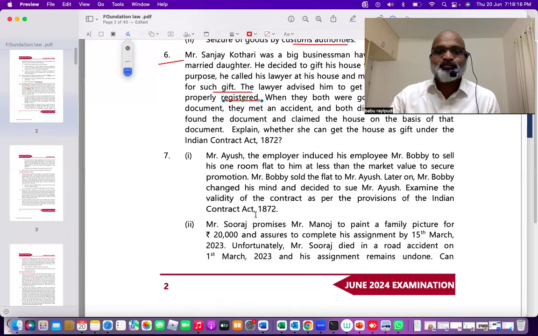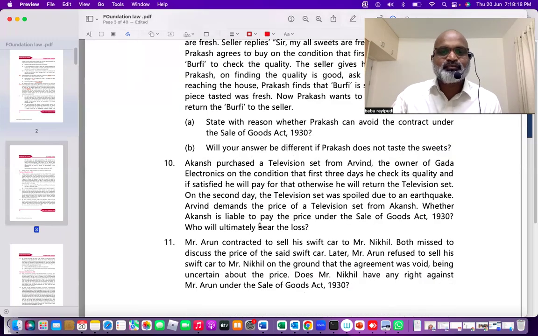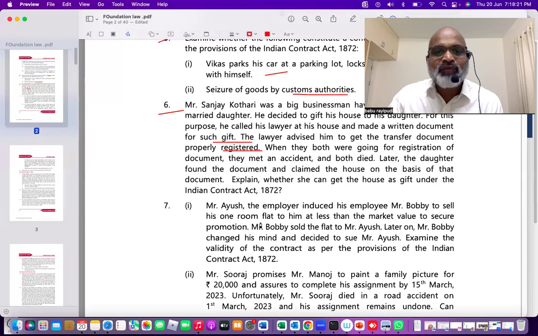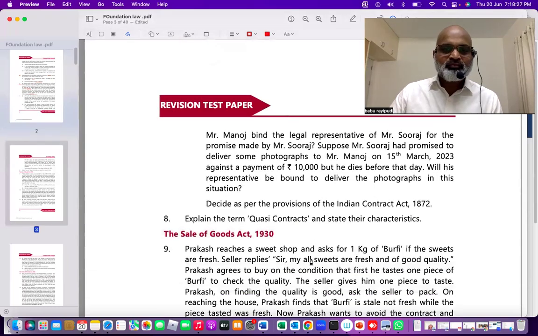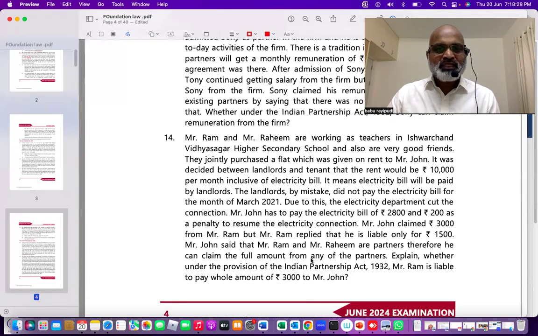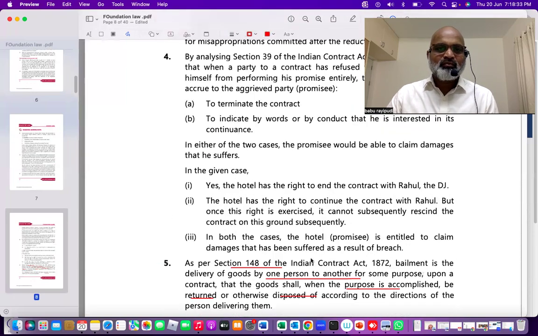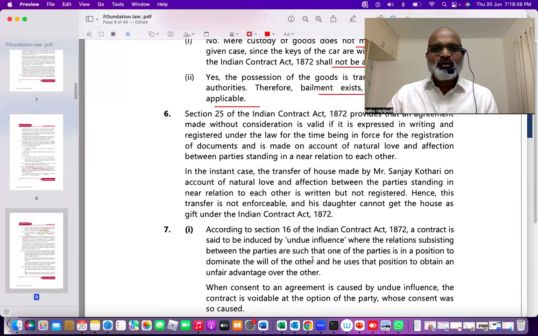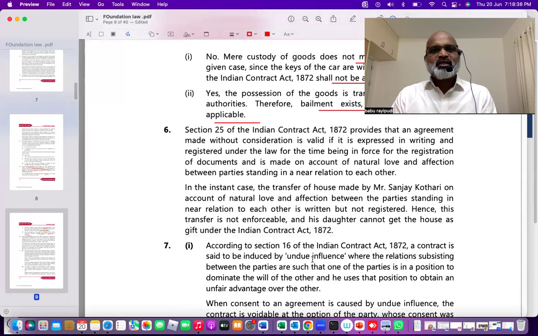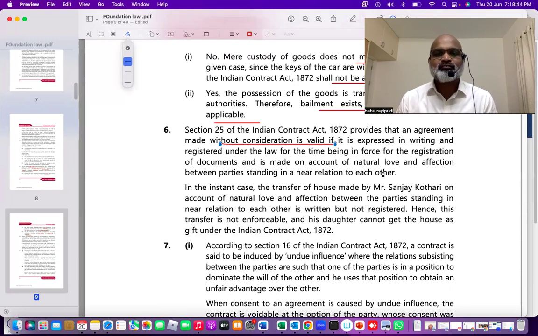Let's see the answer. Question number 6. What is he asking? Whether she can get the house as a gift, whether the gift is valid or not. Okay. Question number 6, the answer, let's see. A simple answer is given, but I'll tell you what to add here. Section 25 provides that an agreement made without consideration is valid if it is expressed in writing.